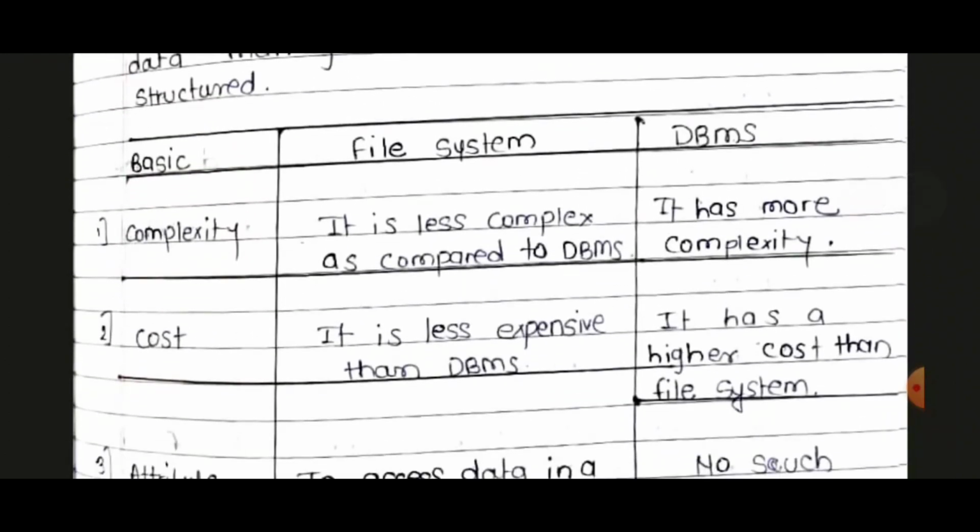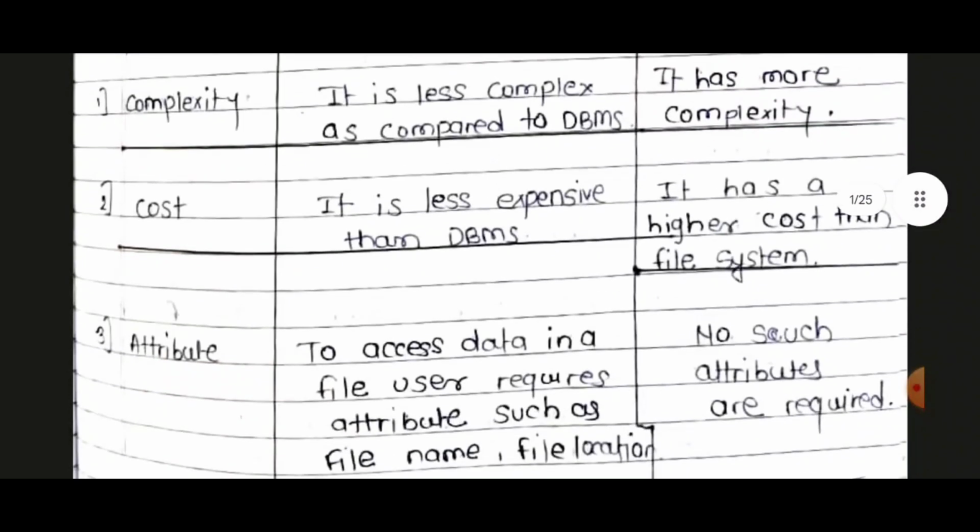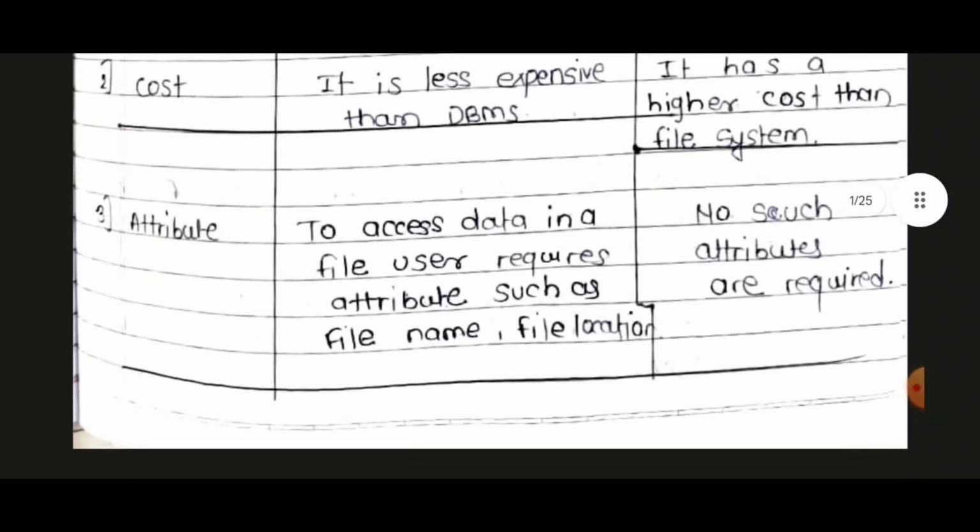Complexity. This is a difference between file system and DBMS. Complexity. File system is less complex, DBMS is more complex. Cost. File system is less expensive, DBMS is more expensive. Attribute. To access data in a file, the user requires attributes such as file name or file location. In DBMS, no such attributes are required.